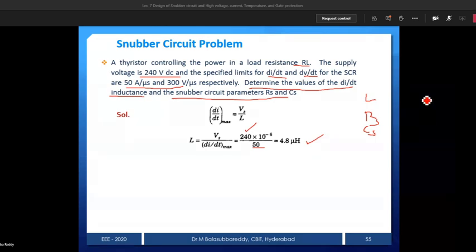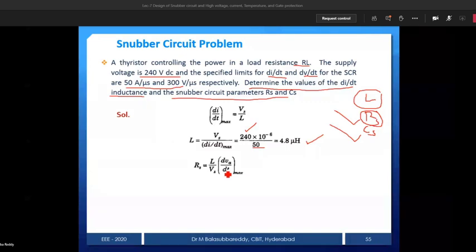And what are the other parameters? You need to know RS and then CS. So first, if you find RS, use the empirical relation and we'll get CS. What is the formula for RS? According to our derivation, RS is equal to L by Vs into dV by dt max. L is known just now, 4.8 microhenry, by 240, and dV by dt max is given as 300 volts per microsecond. Simply substitute it.